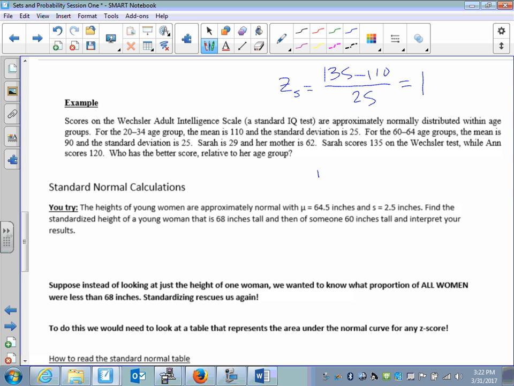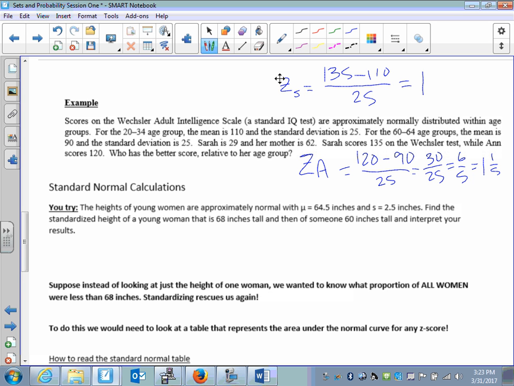Now Anne's z-score is 120 minus, what was the mean for that group? It was 90. Standard deviation is the same, 25. So 120 minus 90 is 30 over 25, which is 6/5, which is 1 1/5, or 1.2. So actually Anne did better than Sarah.